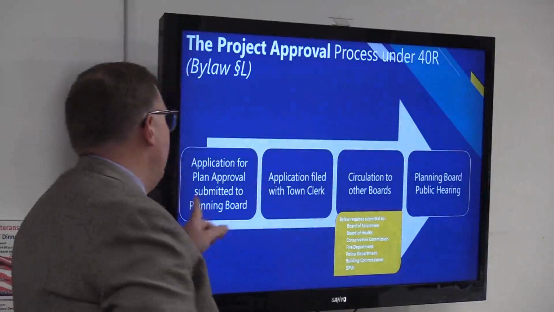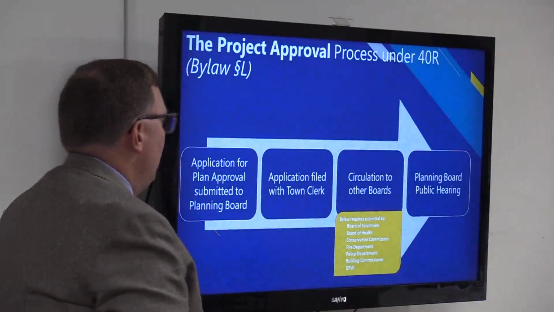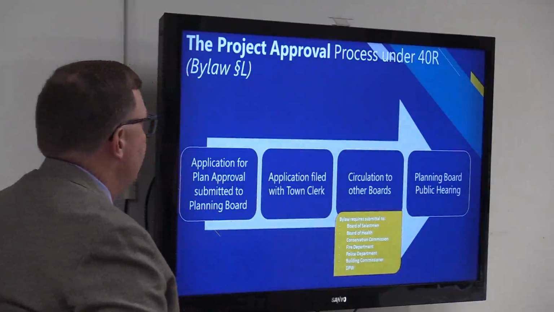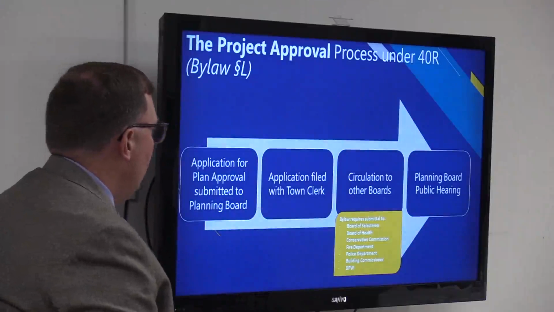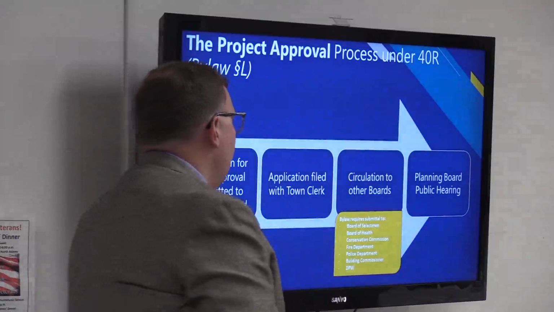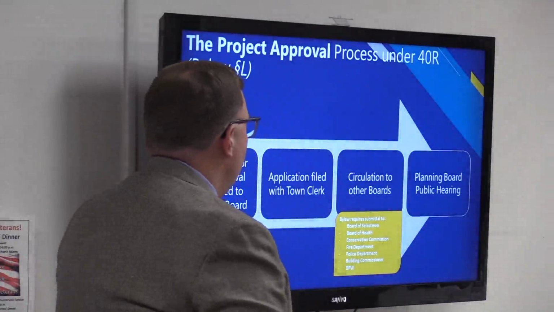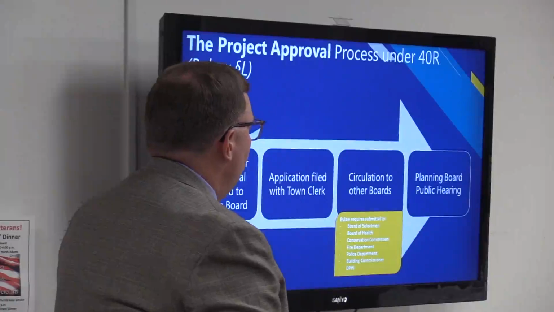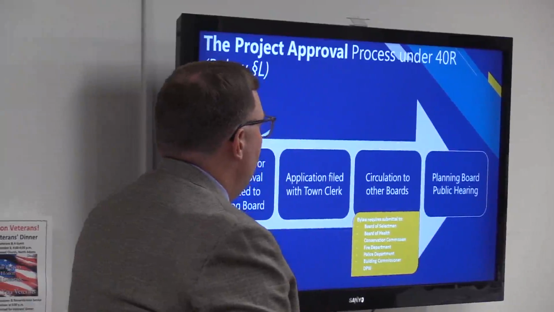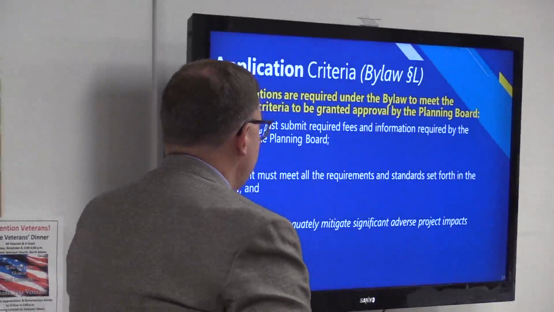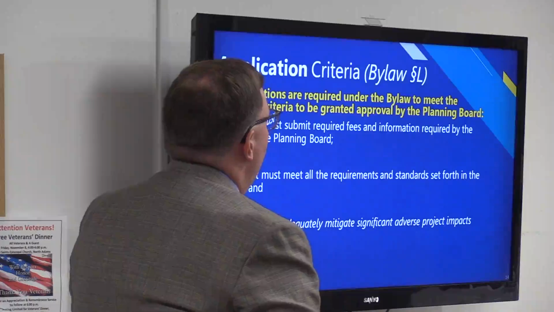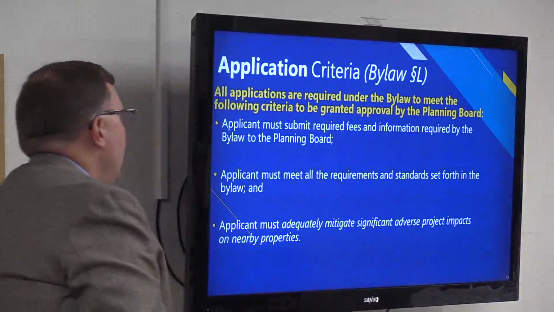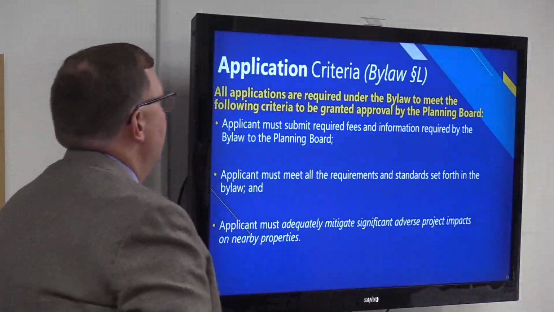An application for plan approval will be submitted to the planning board. The application is then filed with the town clerk. The town clerk then disseminates it to all the required submittals: Board of Selectmen, Health, Conservation, Fire, Police, the Building Commissioner, and Public Works. Then it goes to a public hearing process in the planning board. All the applications for a 40R project are required under the bylaw to meet the following criteria to be granted approval by the planning board.